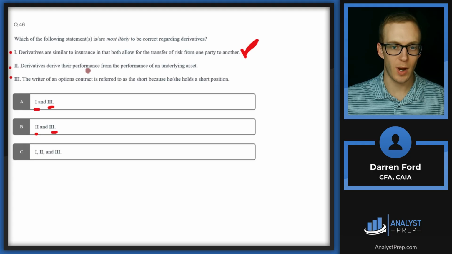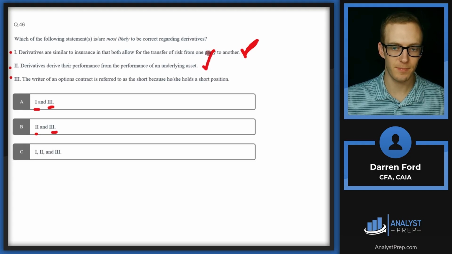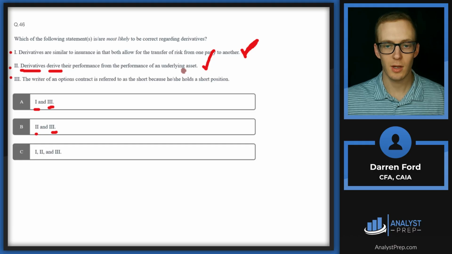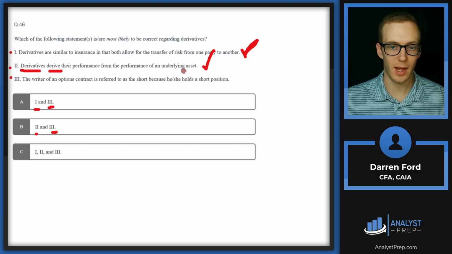2, derivatives derive their performance from the performance of an underlying asset. That's also going to be correct, and it's right there in the name. The derivatives derive. They get their performance from the underlying. They're not going to diverge from what the underlying asset is doing.